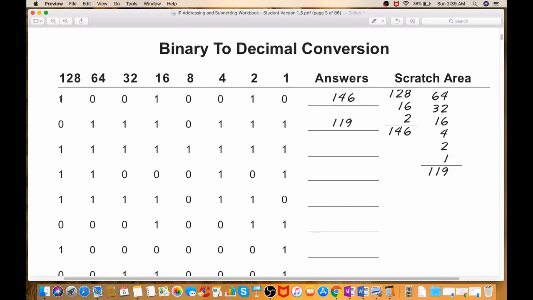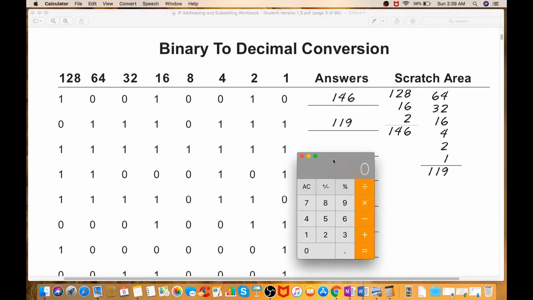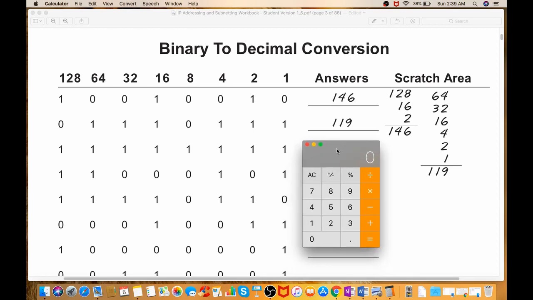So in the first one, we have the first bit as on, so we're going to use 128 plus the fourth bit, which is 16, to give us 144 plus 2, which equals 146. Now let's go on to the second one. I'm going to bring out the calculator here.